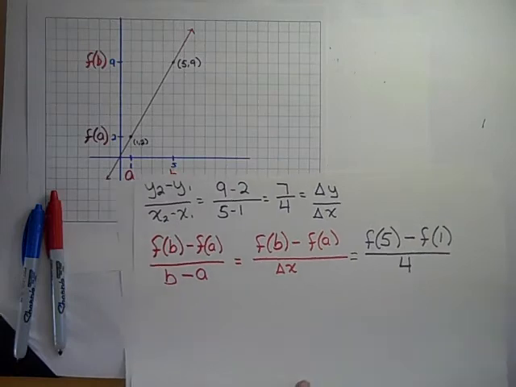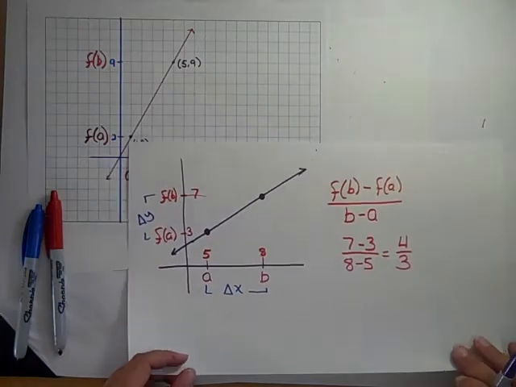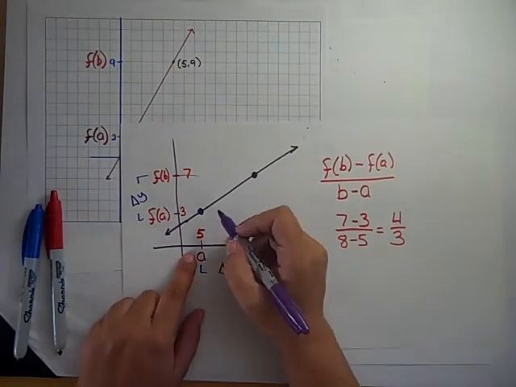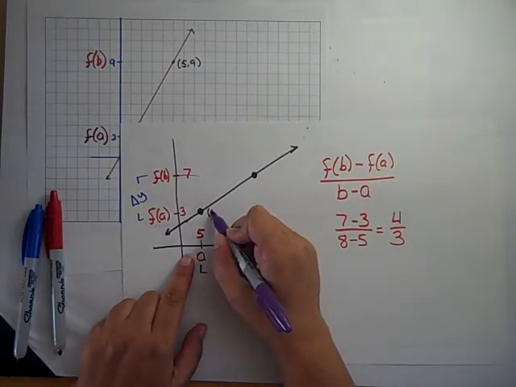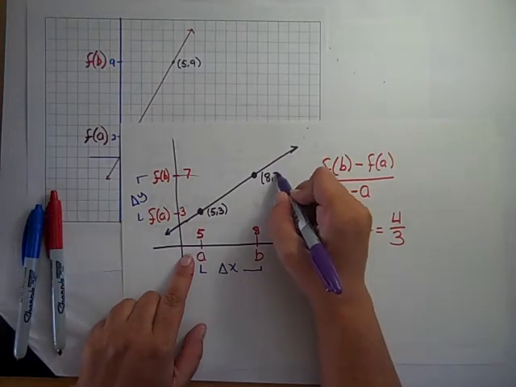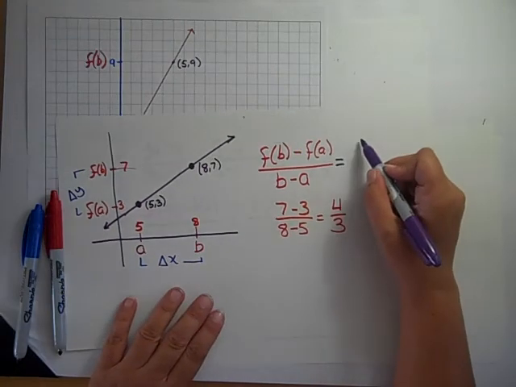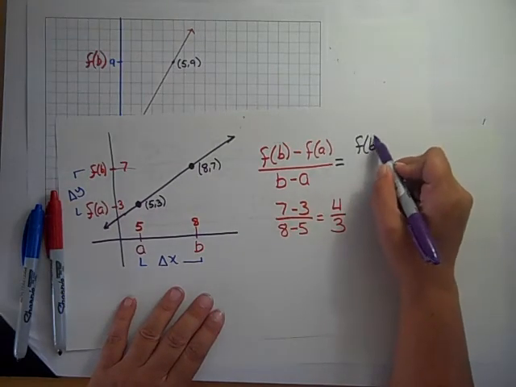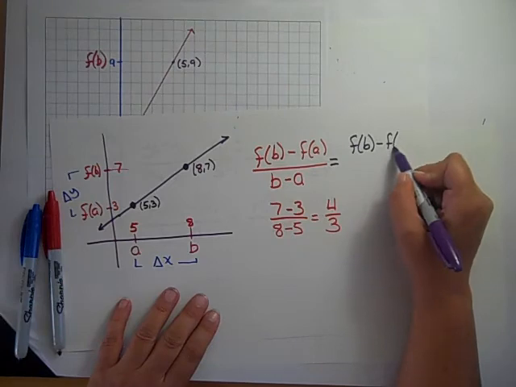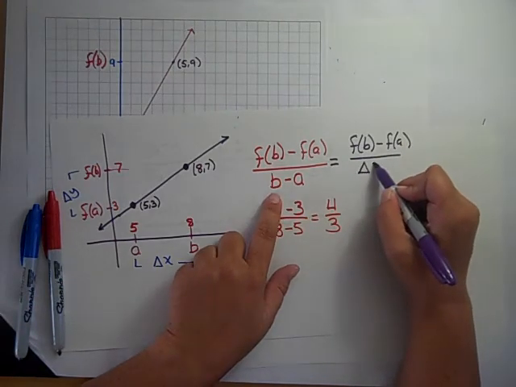Okay, and so then let's back up a little bit to the graph we did right after that, where we had the points 5, 3 and 8, 7. And so let's also now write this as f of b minus f of a. Instead of b minus a, let's write it just over the change of x.